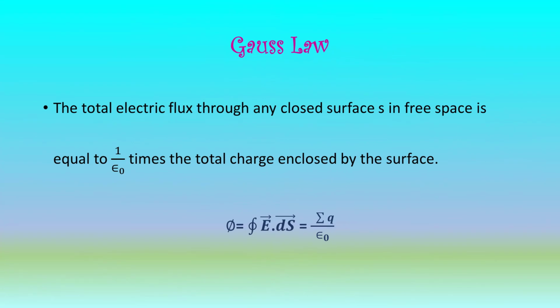Now, let us understand Gauss law. The total electric flux through any closed surface S in free space is equal to 1 upon epsilon 0 times the total charge enclosed by the surface. Hence, phi equals closed integral of vector E dot ds equals summation q upon epsilon naught. Here, summation q represents the total enclosed charge.